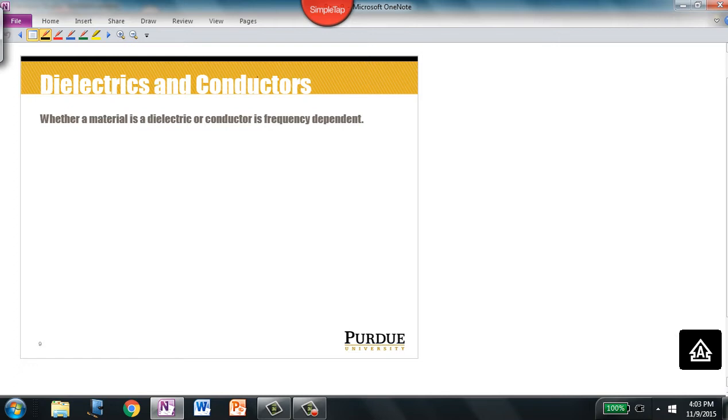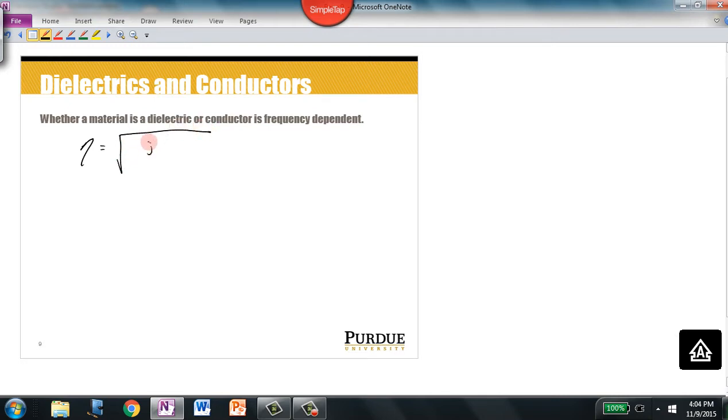Well, what makes a material a dielectric? What makes a material a conductor? It turns out that this is really the response of the material to the electromagnetic wave propagation, and in particular, it has to do with the intrinsic impedance of the material and the complex propagation constant of the material. So let's start analyzing dielectrics and conductors by, again, defining what intrinsic impedance is.